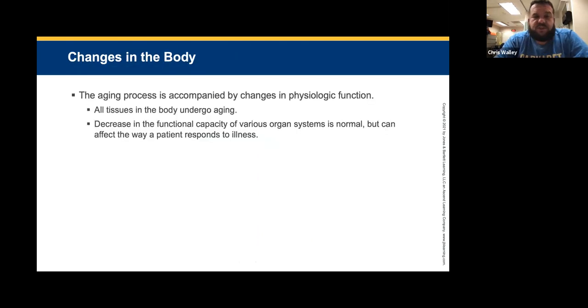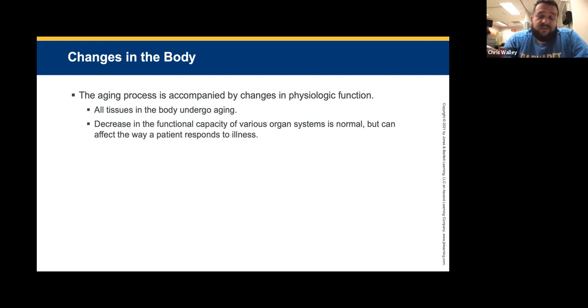Some changes in the body, what we're going to go over here. Human growth and development peaks in the late 20s and early 30s, at which point the aging process begins. The aging process is an event, and you can't hide from it. It's going to happen. Changes in physiologic functions, such as decline in the functions of the liver and kidneys, are just going to slow down. All tissues in the body undergo aging. The decrease in functionality and capacity of various organ systems is normal, but can affect the way in which a patient responds to illness.